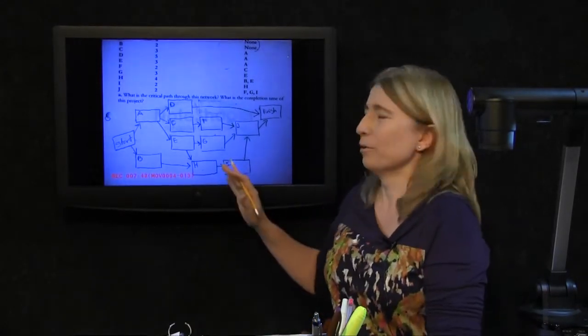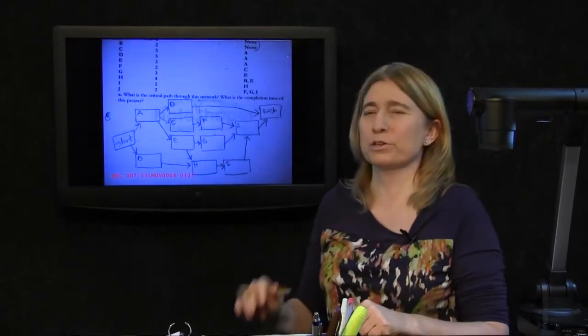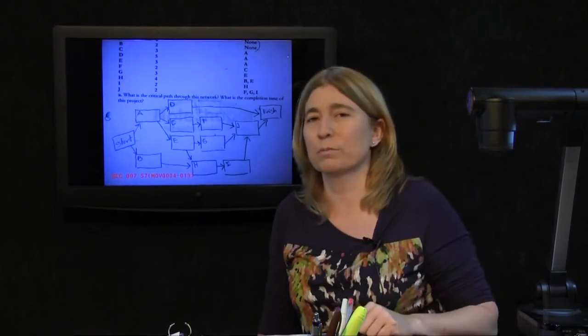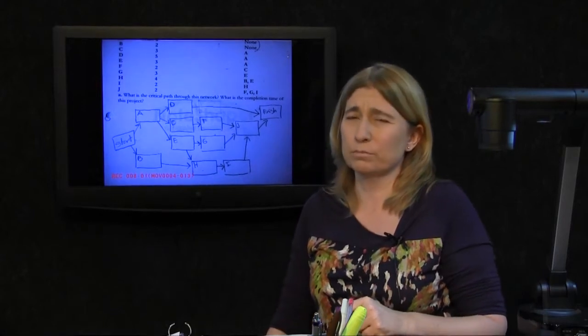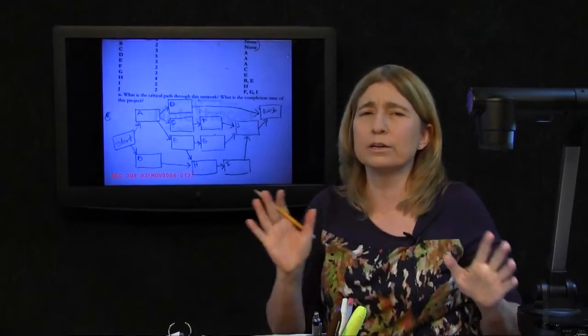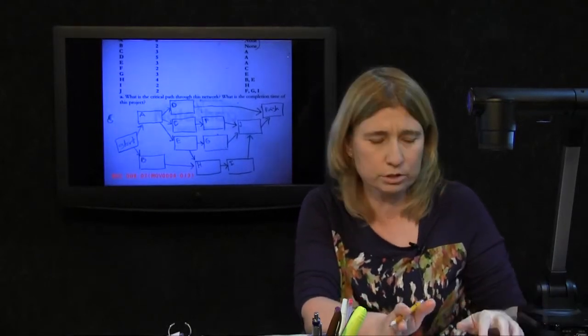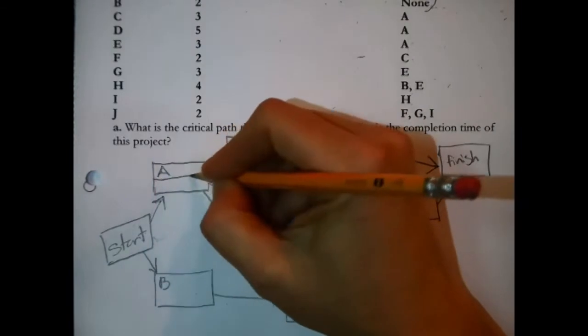Now we just have a picture of the network. We're still working on that first question. What is the critical path through the project? It says, what is the completion time of the project? Actually, that second question we will be able to answer before the first one. But at any rate, we can't answer either one of them until we do some computations concerning timing, which means I need to add some detail to this network.